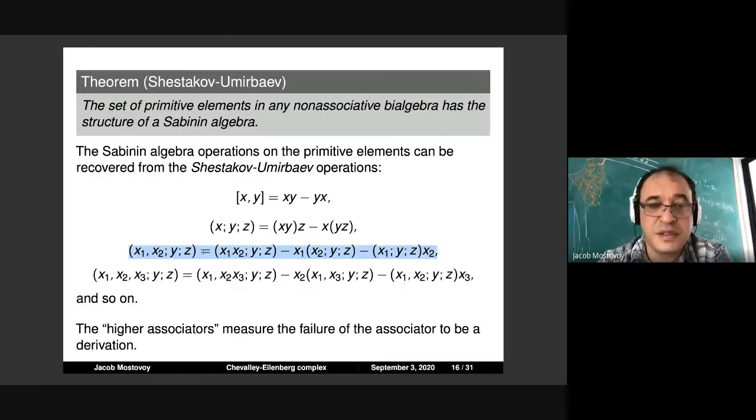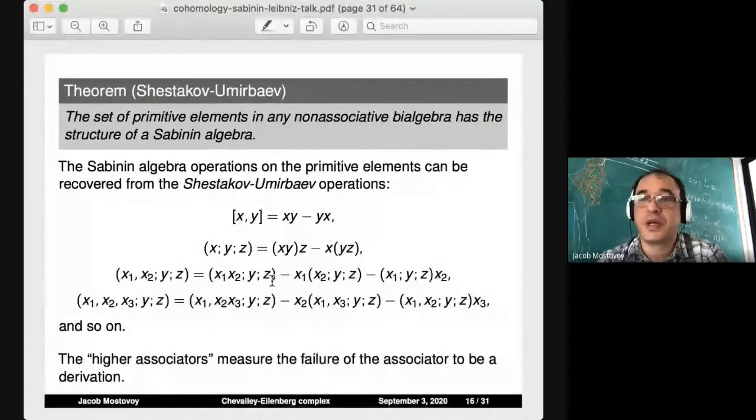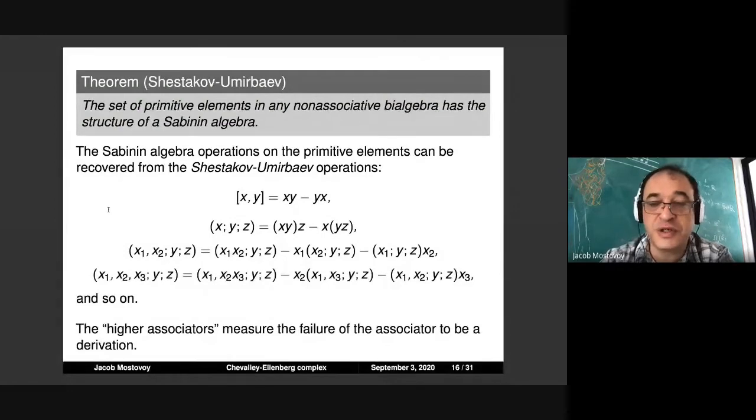There are three of these operations, but we really only need two. Each of these operations actually also fails to be a derivation in each of its variables. So we can repeat the procedure, and this way we get an infinite number of operations. So this is how a Sabinin algebra.